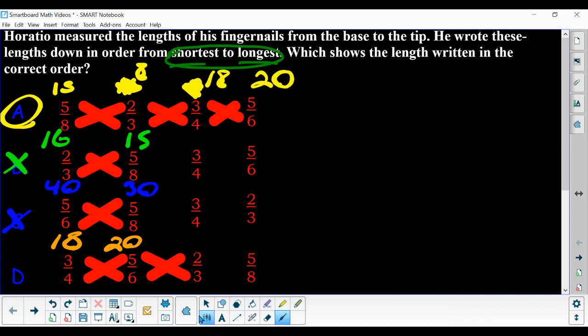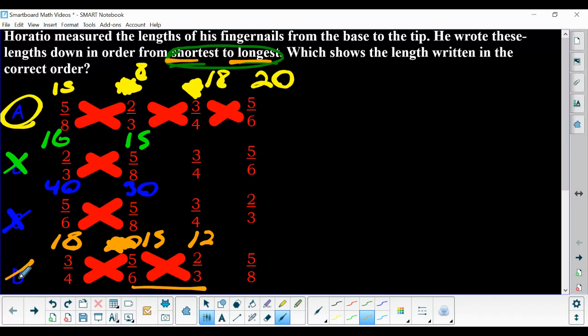So again, scratch off 20. You don't want to use it again. I'm going to multiply 5 times 3. That gives me 15. 6 times 2 is 12. This is where D becomes incorrect. 15 is bigger than 12. You want it to go from 12 to 15 since you're going from shortest to longest.